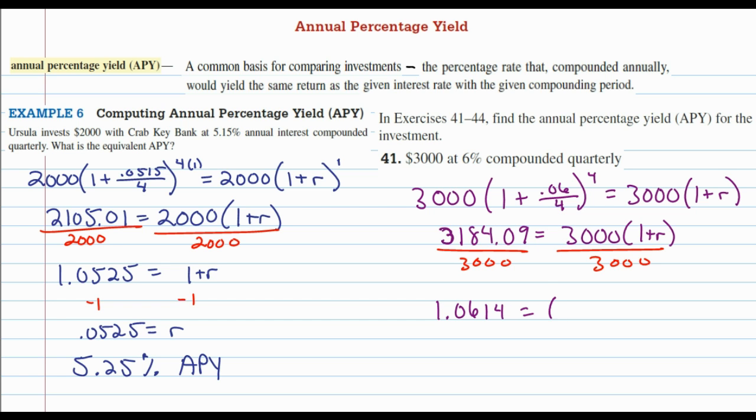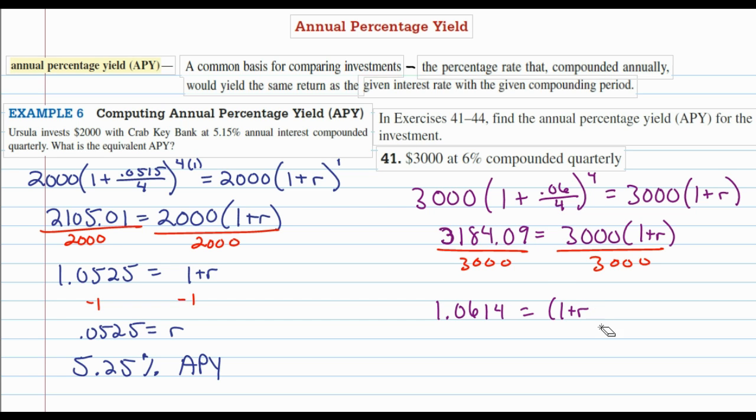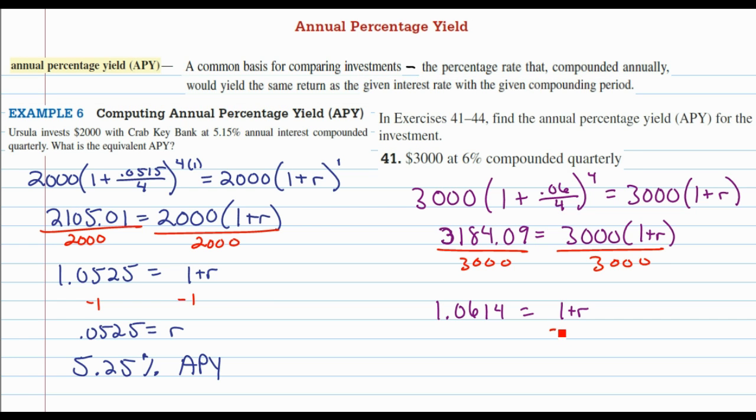1.0614-ish, which if I subtract 1 from both sides, means their r value is 0.0614, which means a 6.14% yield at the end of the year. So the investment produced a total of 6.14% more than what they started with at the beginning of the year.